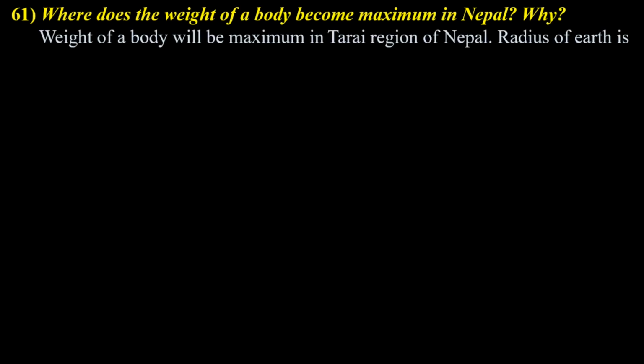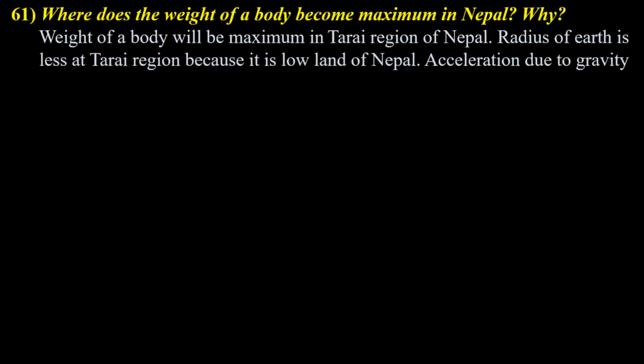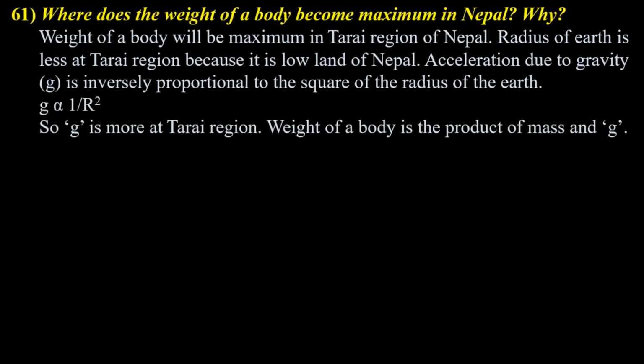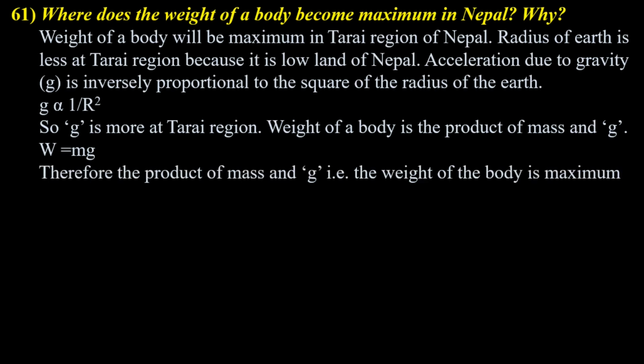Weight of a body will be maximum in the Tarai region of Nepal. The radius of the earth is less at the Tarai region because it is the low land of Nepal. Acceleration due to gravity g is inversely proportional to the square of the radius of the earth. This is the symbolical representation, and so g is more at the Tarai region. Weight of a body is the product of mass and g, w equals mg, and so the product of mass and g, that is the weight of the body, is maximum in the Tarai region of Nepal. Mass remains the same. If g is more, then weight will be more.